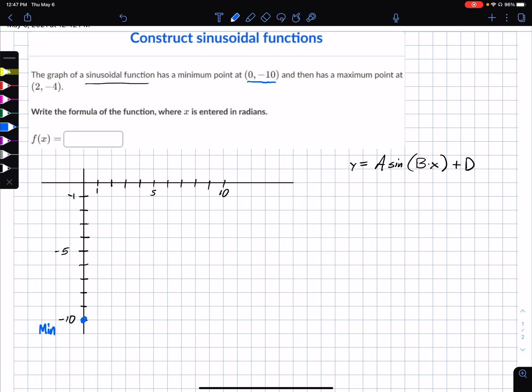And then a maximum, so that was a minimum, now we go to a maximum at (2, -4). Okay, so that would be right here, (2, -4). Okay, so it's important to realize just the patterns of what's going on with sine and cosine functions. Technically, we don't know whether this is going to be a sine model or a cosine model, since they're both considered sinusoidal functions. So let's just quickly recap the difference between the two.